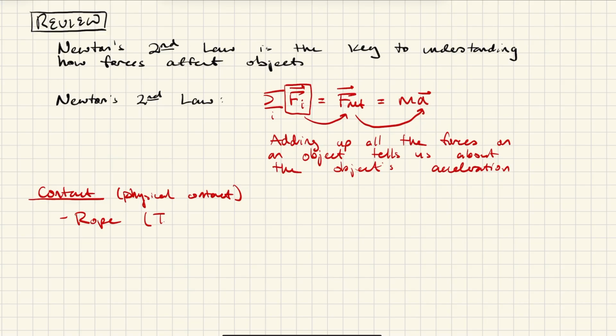So for example, you might know about the force applied by a rope. This is what we usually call a tension, and the idea is if I have a rope attached to a thing, I can yank on it, right? And so what I'm going to have is a physical force associated with that rope being attached to something.